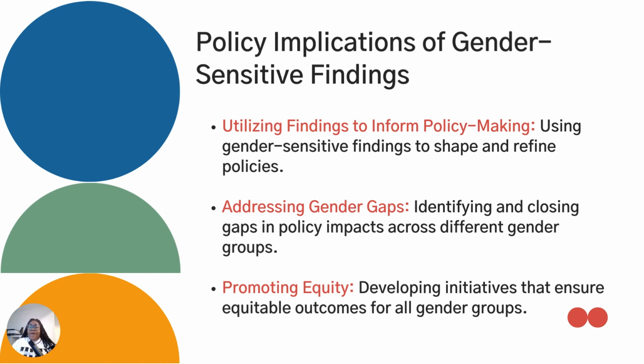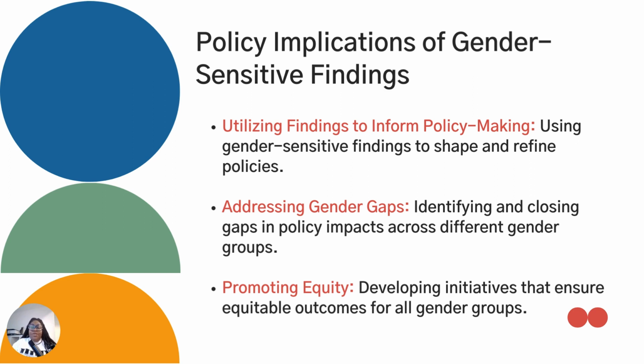Addressing gender gaps is a critical aspect of this process. It's about identifying where the disparities lie and taking concrete steps to close these gaps. This might involve introducing targeted initiatives or reallocating resources to ensure that the needs of all gender groups are met. For instance, if a certain gender group is underrepresented in a government employment program, our policies might need to be adjusted to encourage and facilitate greater participation from this group.